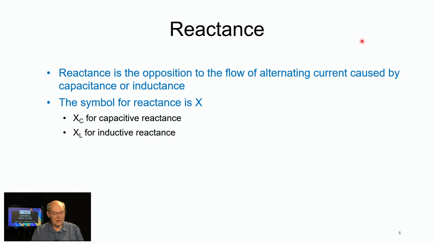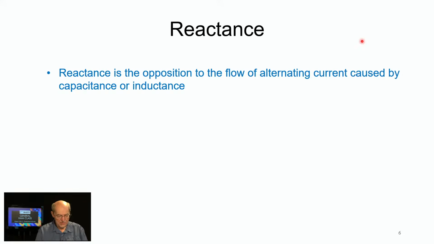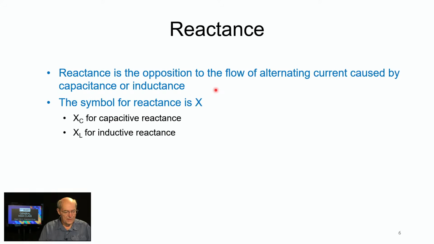So now let's talk about reactance. All right, so reactance is the opposition to the flow of alternating current caused by capacitance or inductance, capacitors and coils. Blue text, remember what that means. Now the symbol for reactance is X. X sub C, capacitive reactance, X sub L for inductive reactance.